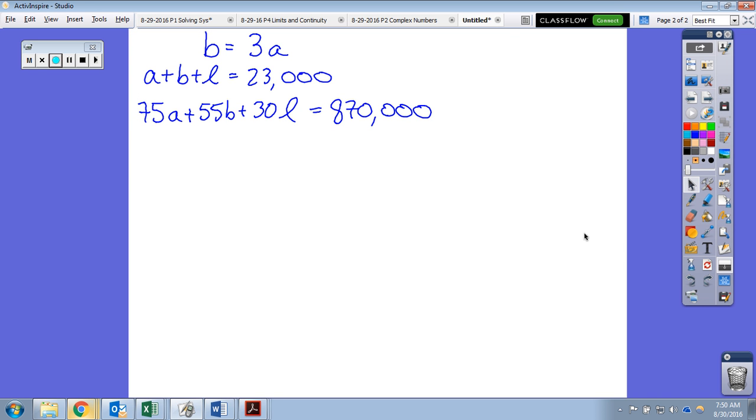Would anyone like to attempt this, whether it be telling me what to do or coming up and trying it? Anyone want to take a shot at it? It's like a puzzle, trying to figure out what A, B, and L are. No? Alright, so let's figure this out. Anyone have any idea where you want to start with something like this?